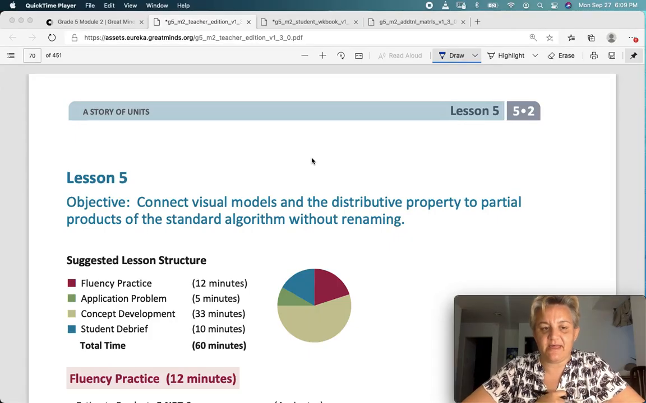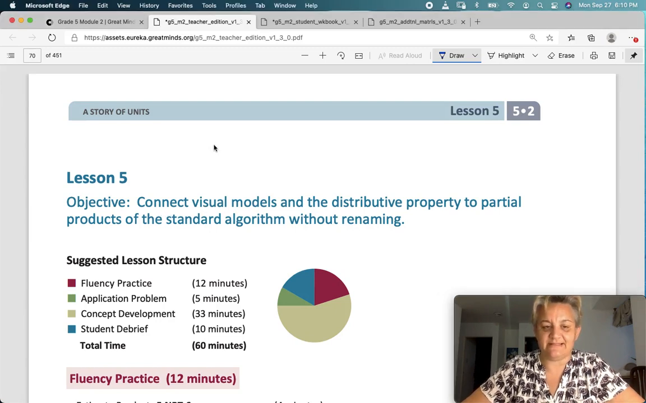Welcome to Eureka Math. This is Module 2, Lesson 5, and our objective today is to connect visual models, and what they mean by that is area model. We're going to be working with area models today, and the distributive property to partial products of the standard algorithm without renaming.